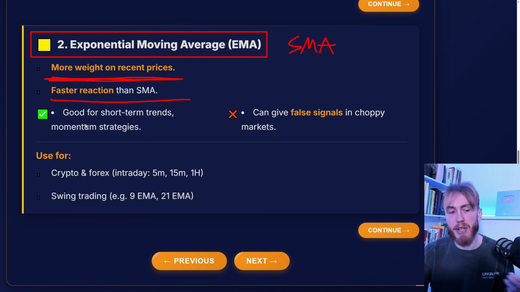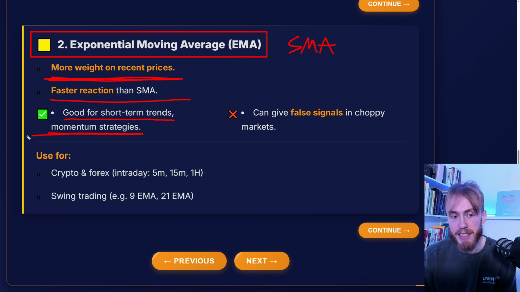But what is the exponential moving average good for? Well, as I mentioned, it's good for short-term trends and also momentum strategies.